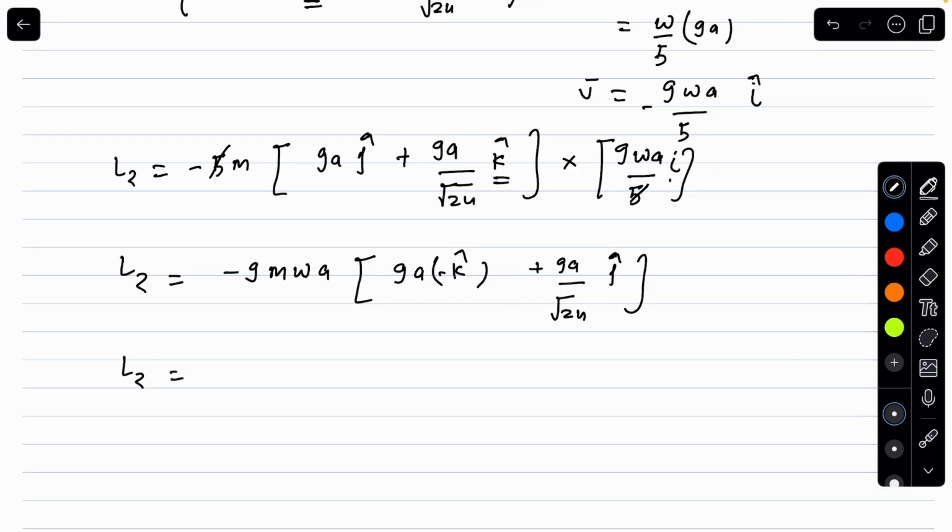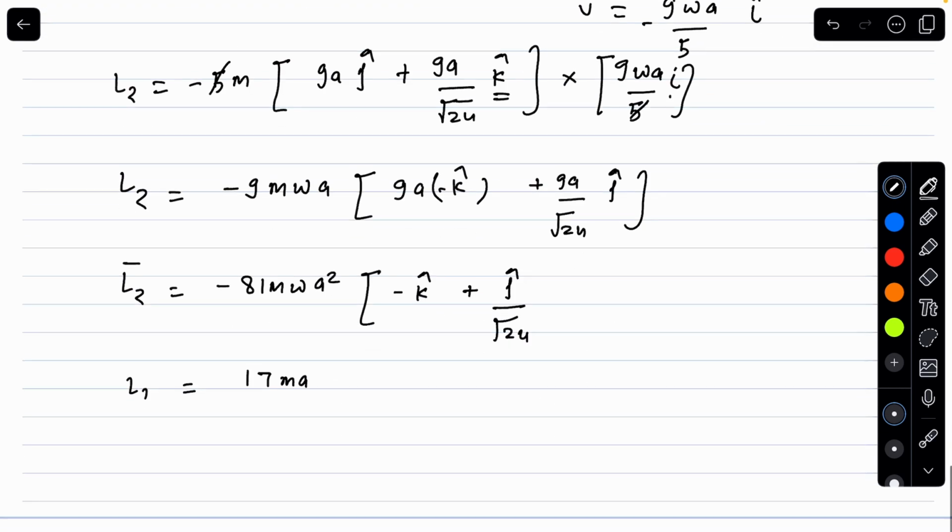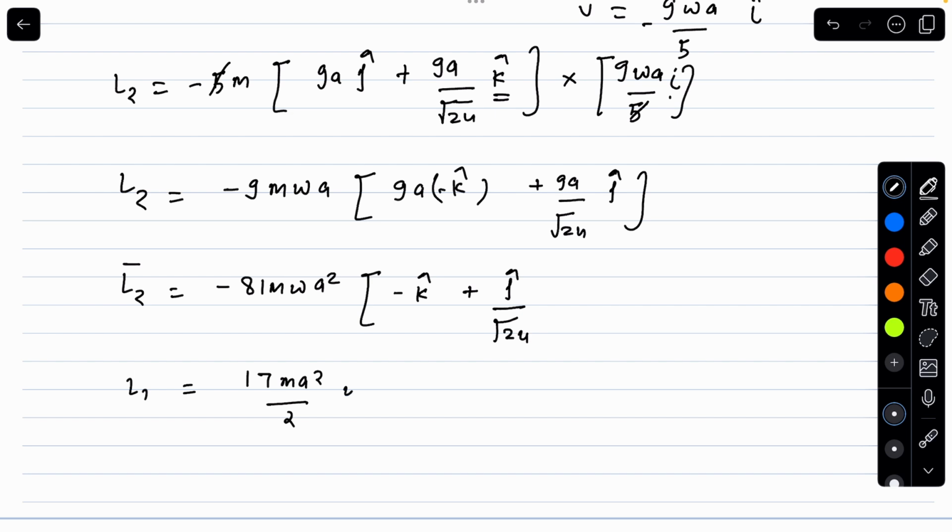So L2 becomes 9 m omega, and if I take 9 outside, of course it becomes 81 m omega a square, multiplied by minus k cap plus j cap divided by root 24. This is the L2 vector. Of course, the L1 vector which we got is 17 m a square divided by 2 multiplied by the omega vector.